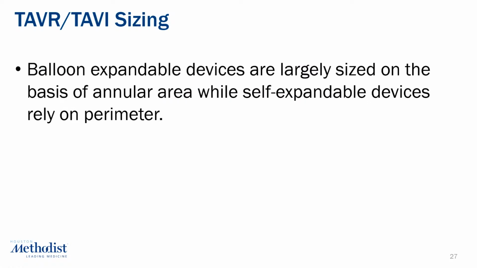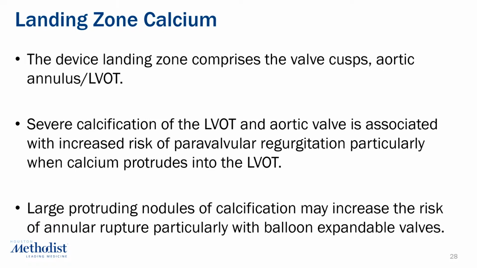Balloon expandable devices are largely based on annular area, whereas self-expandable devices are based on perimeter. But whenever we report these annular measurements, we give both the area and the perimeter so that whatever device they end up picking, they can base it off the perimeter or area.